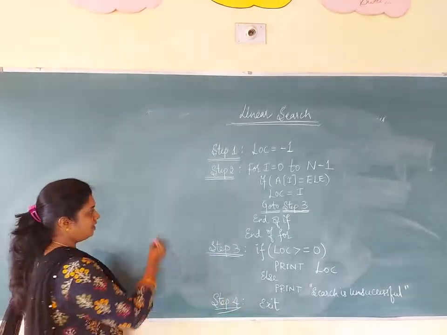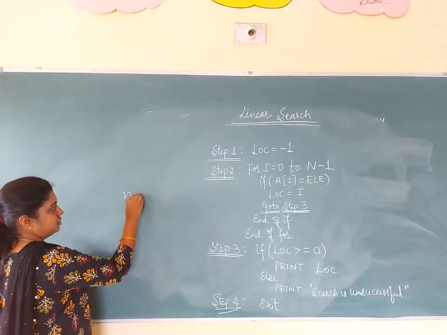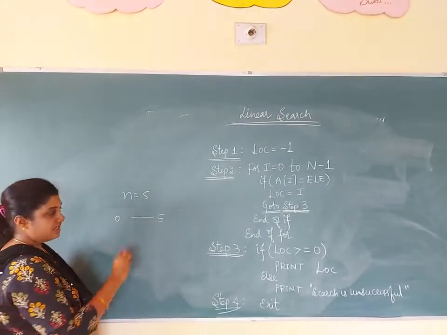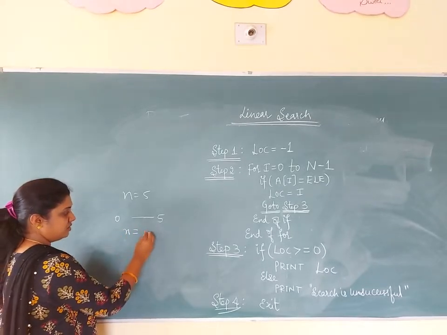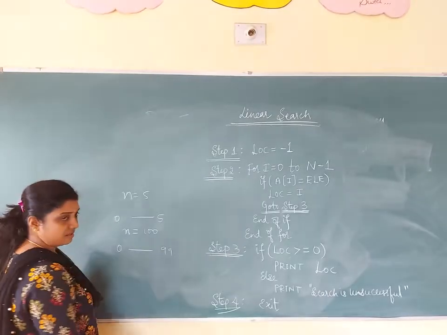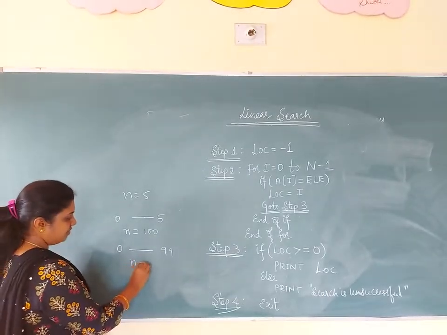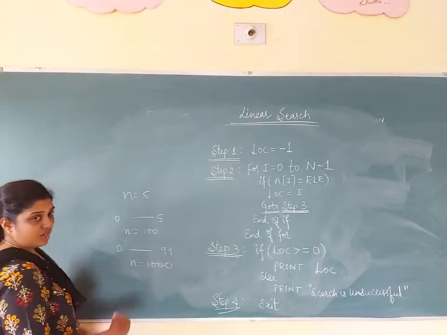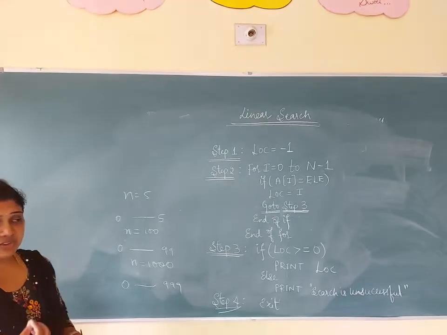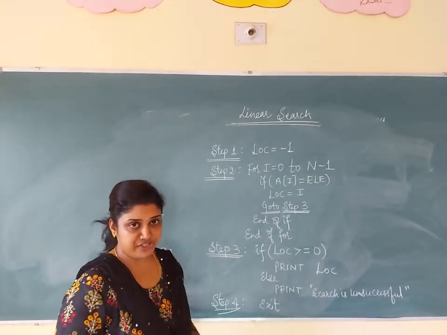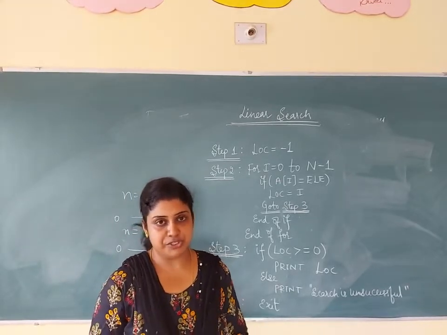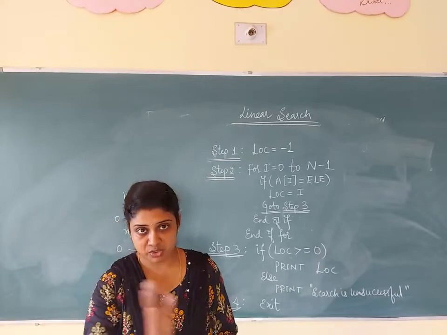Suppose I have taken an array with n equals 5. You are going to search for an element from 0 to 4. Suppose n equals 100, you are going to search from 0 to 99. Suppose n equals 1000, you have to search from 0 to 999. Whether you have 5 elements, 100 or 1000, whatever size you take, you have to search from the beginning to the end.